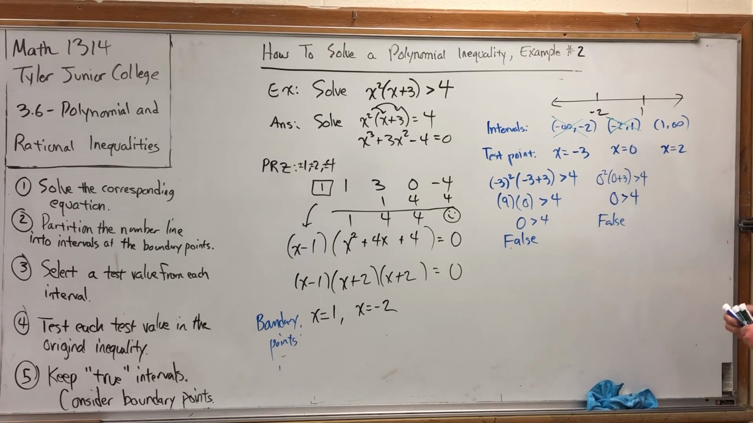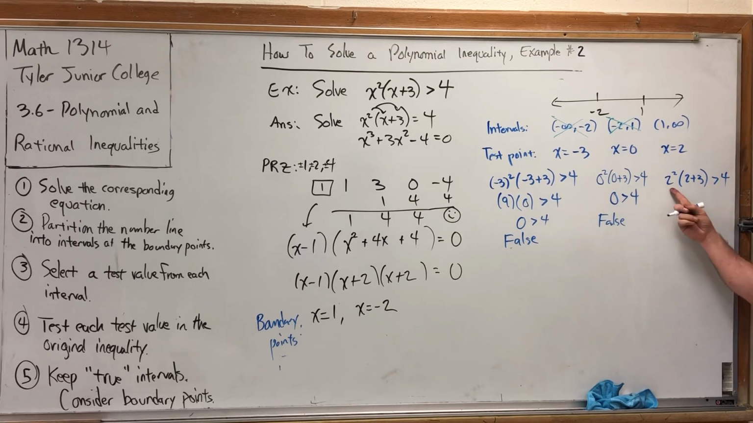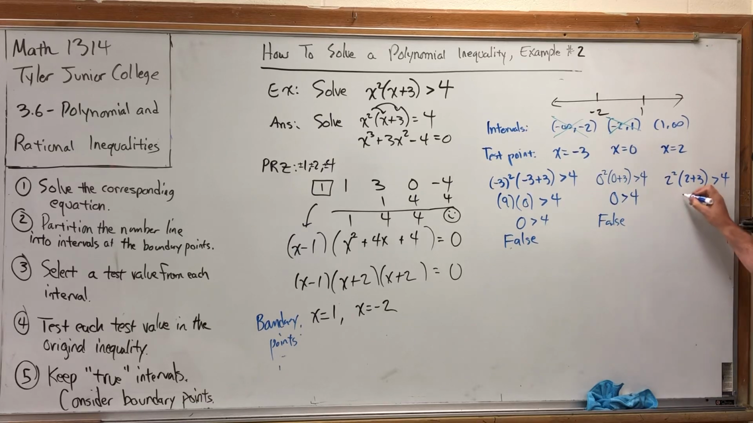If we check x equals 2, we'll get 2 squared times 2 plus 3. Is that greater than 4? Well, this is easy. 2 squared is 4. 2 plus 3 is 5. 4 times 5 is 20. 20 is greater than 4 is true. So we did get to keep at least one interval. And we don't have to union it with anything.